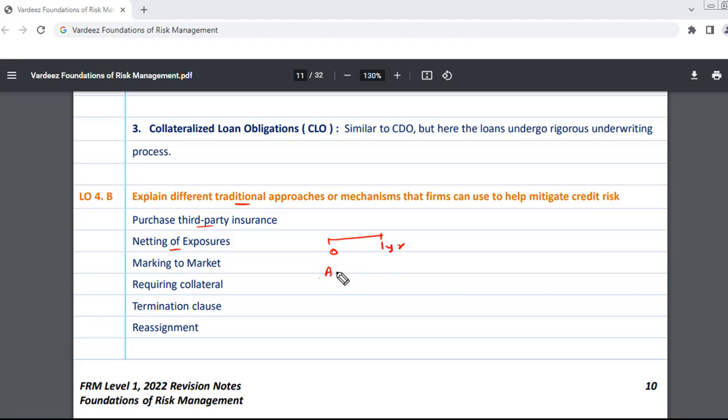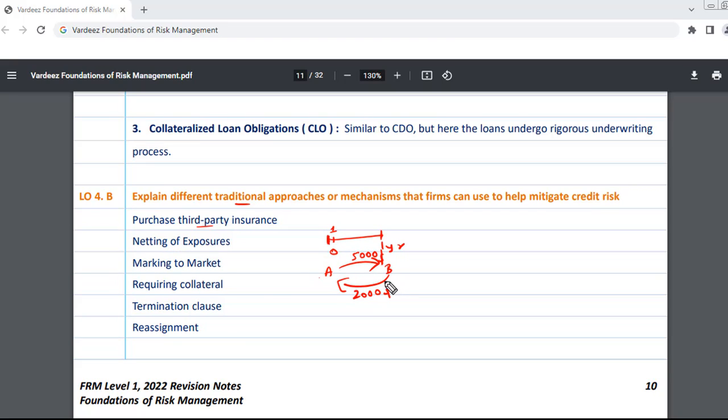Netting of exposure: let's say that this is a 1-year contract. There are two counterparties, A and B. Now A has to give B maybe $5,000 and B has to give $2,000. So this is the situation on, let's say, day one. They get into the contract today, and the next day this is the situation now.